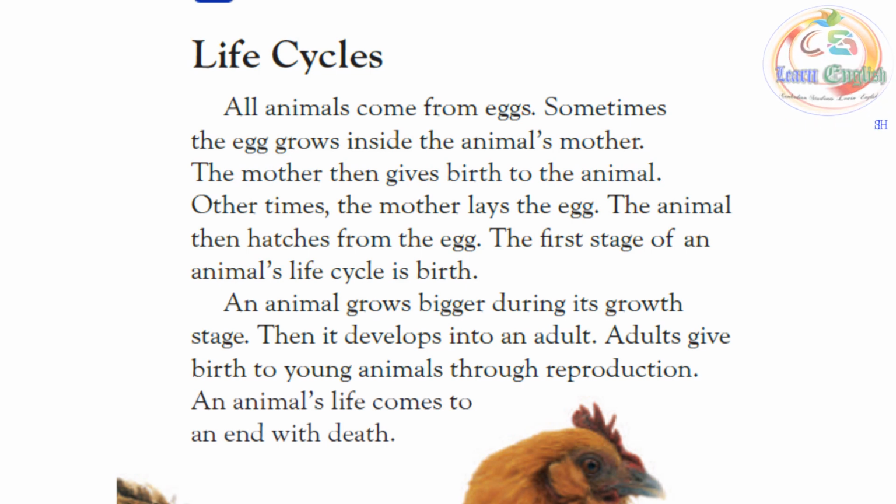The first stage of an animal's life cycle is birth. An animal grows bigger during its growth stage. Then it develops into an adult. Adults give birth to young animals through reproduction. An animal's life comes to an end with death.